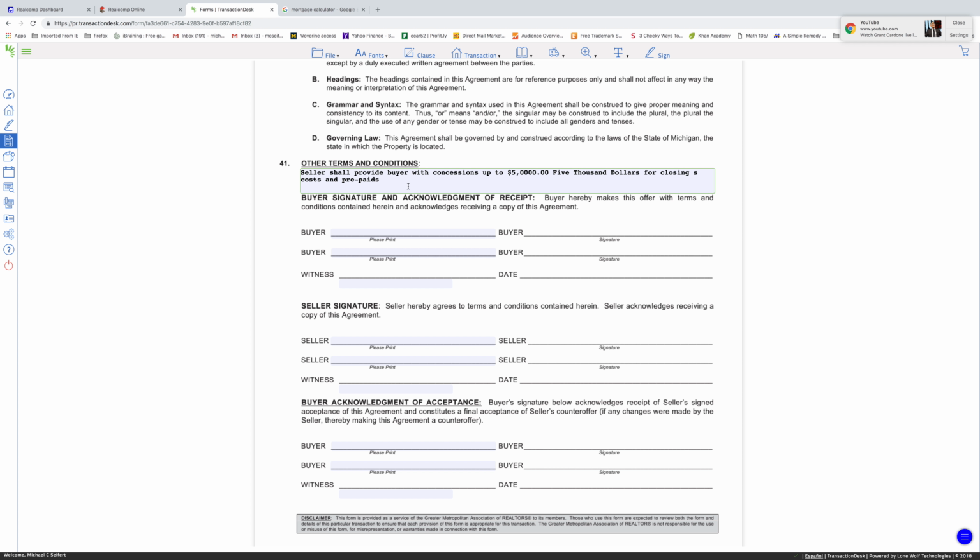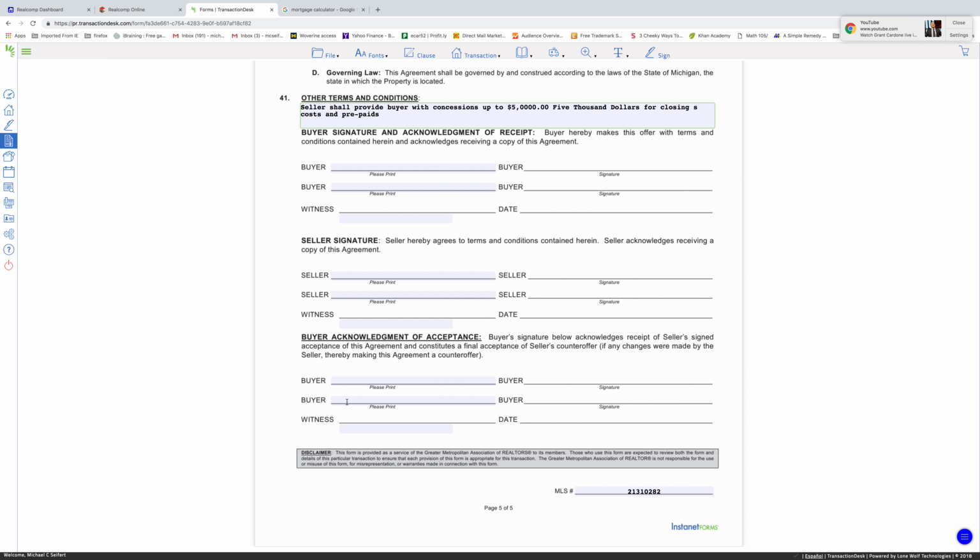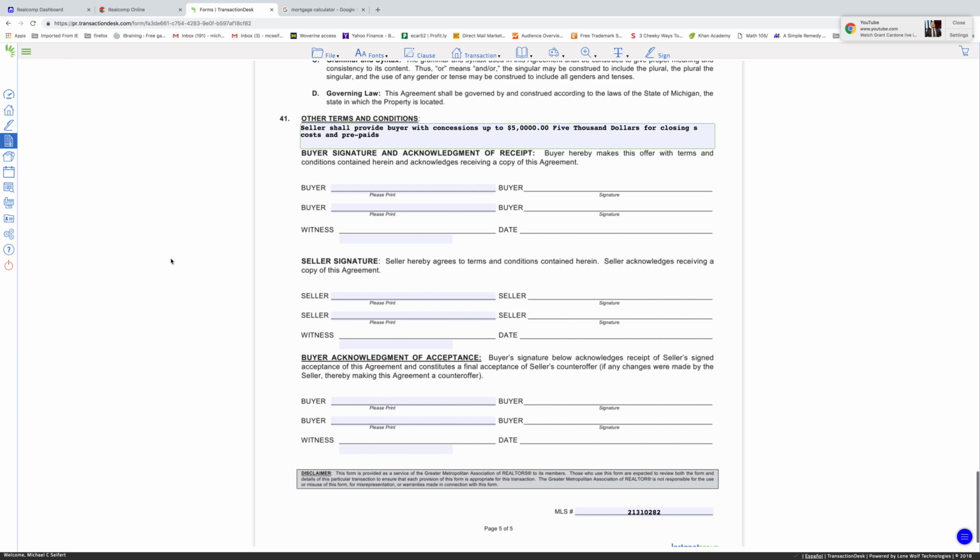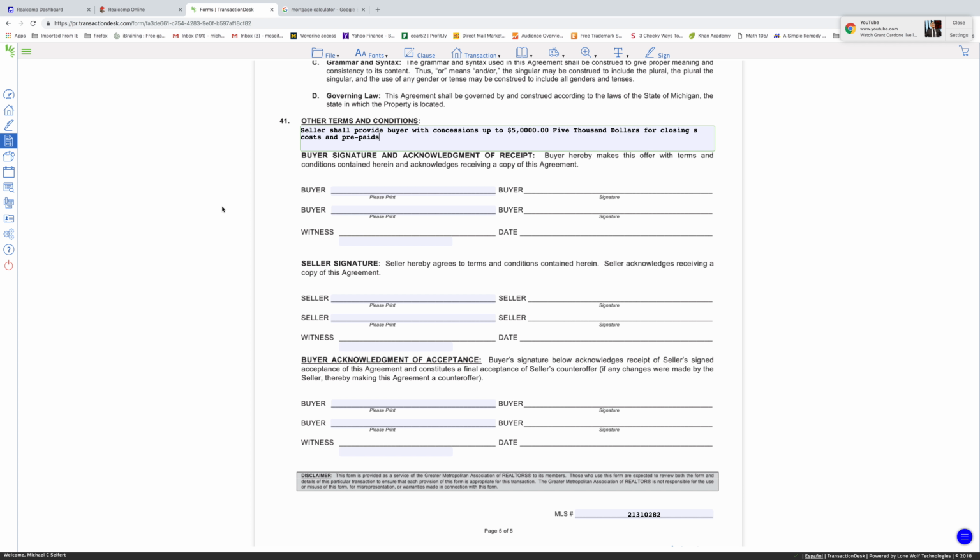Special terms. If it's longer than that, you're going to get an addendum, and then you're going to put those extra terms on that. Okay, now finally, page 5, buyer signature and acknowledgement of receipt. This is where the buyer is going to print their name and sign. Same thing here. You're going to witness and sign and put the date as agent.